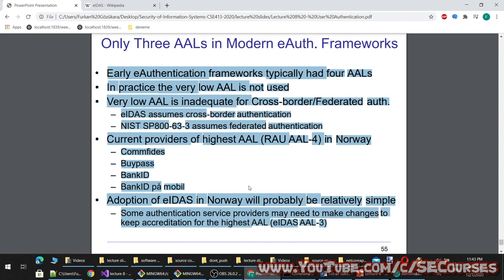Commfides, BankID, BankID på mobil. Adoption of eIDAS in Norway will probably be relatively simple. Some authentication service providers may need to make changes to keep accreditation for the highest AAL, eIDAS AAL3.